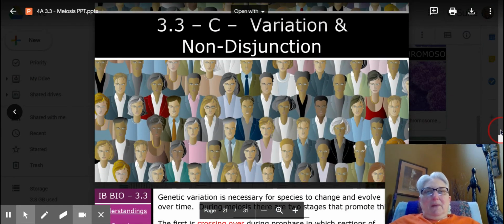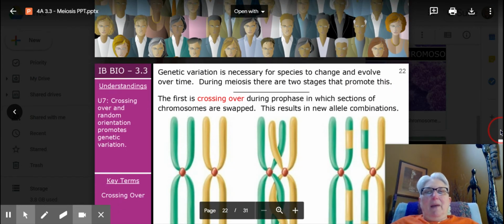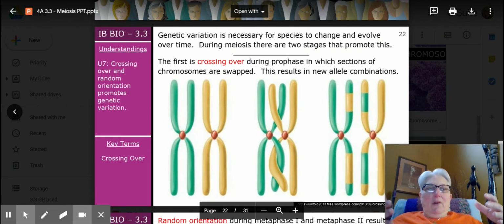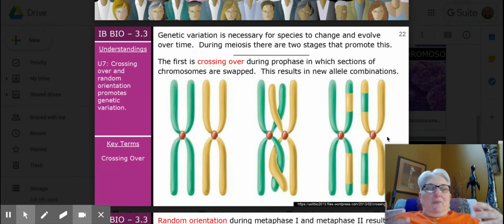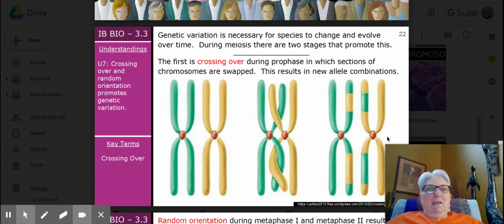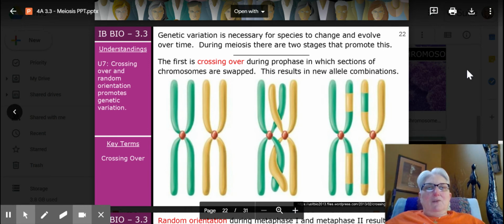So lastly, I just want to say a little bit about variation, because meiosis accounts for the variation. If we didn't have meiosis to help us with variation, we would all look exactly the same, right? We would be identical to one another. And that's not what we are, or even among siblings. Sometimes siblings don't look anything alike. So meiosis accounts for that variation.